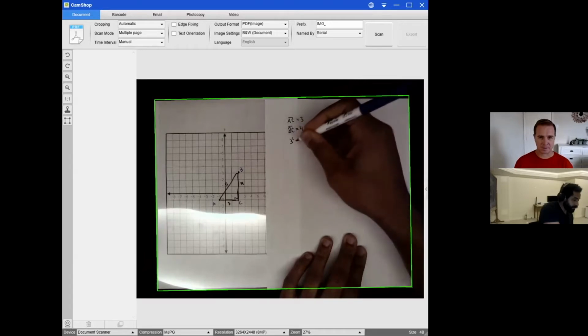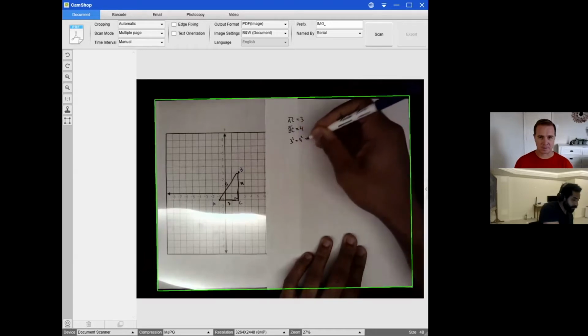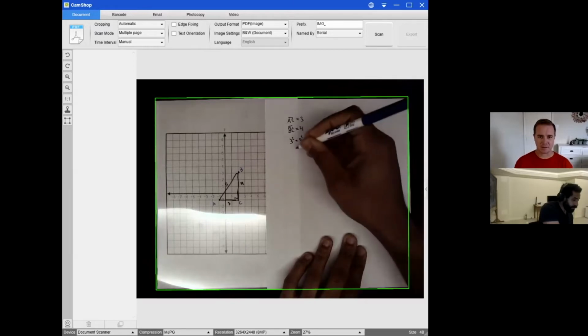3 squared plus 4 squared equals AB squared. That's 9 plus 16, which is 25.